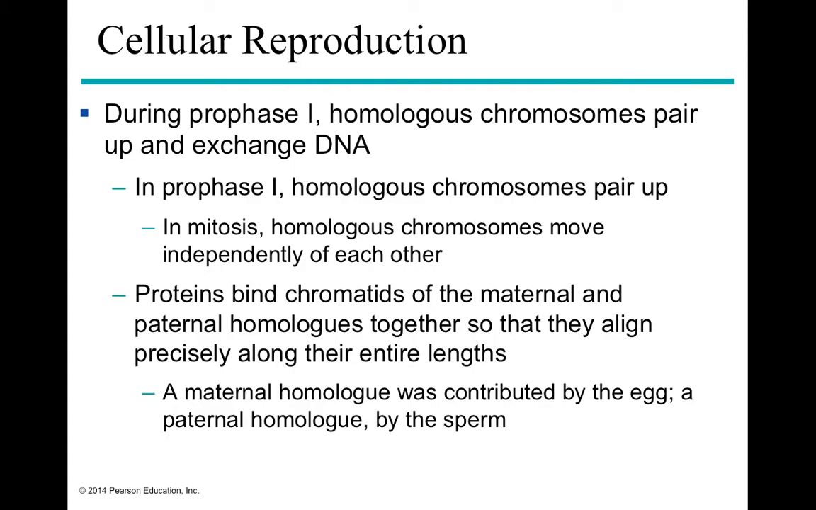During prophase 1, the homologous chromosome pairs line up. Remember, in mitosis, homologous chromosomes move independently, so that independent motion is not occurring here, and this is important because we're going to end up with something called crossing over. So maternal and paternal homologs are going to line up along the entire length. Again, maternal from the egg, paternal from the sperm, as you might imagine.